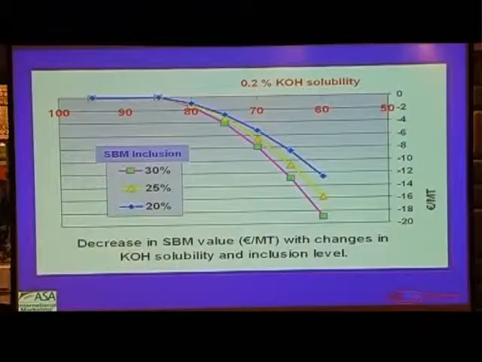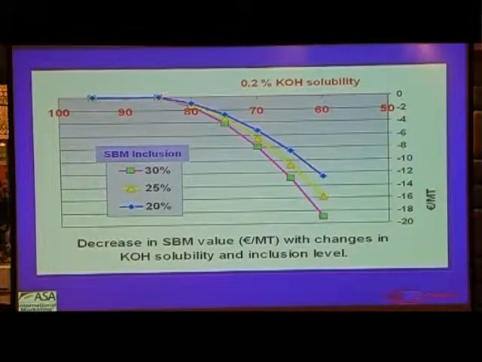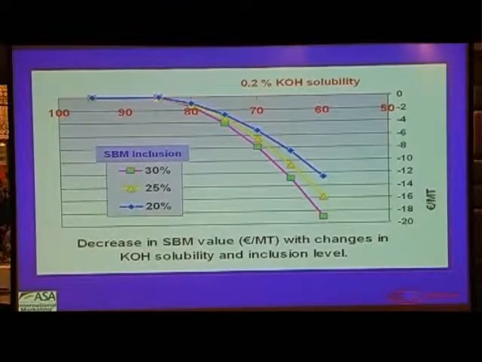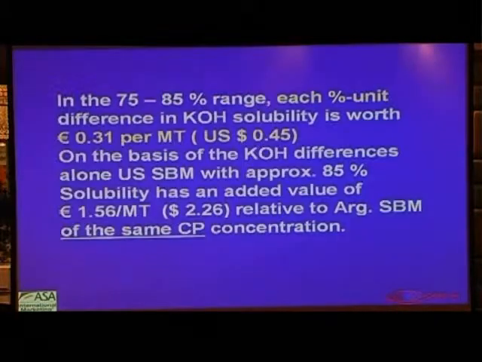And that is not constant. This is better shown in this graph where you can see here that up to 85% solubility, there is no effect on the value of the soybean meal. As soon as I drop my KOH solubility below 80, I get a decrease or a cost associated with this lower KOH solubility, and that depends on the level of inclusion. So here it's important to understand that inclusion level combines with KOH solubility, and that the joint response needs to be taken into consideration. And this can cost you, of course, considerably.